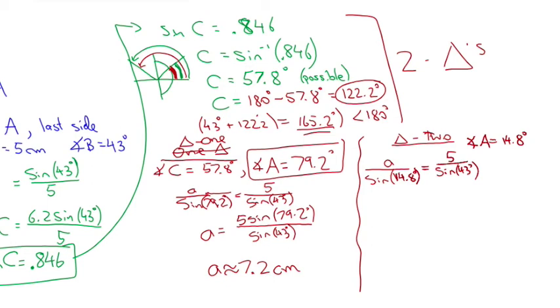Yeah. Angle A? No, little a itself, the side a. So when you go 5 times sine of 14.8 divided by sine of 43, I got 1.8. That makes more sense. So approximately 1.9 centimeters. That makes a lot more sense.